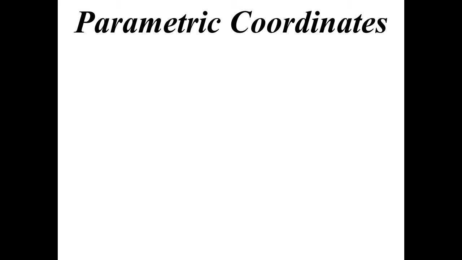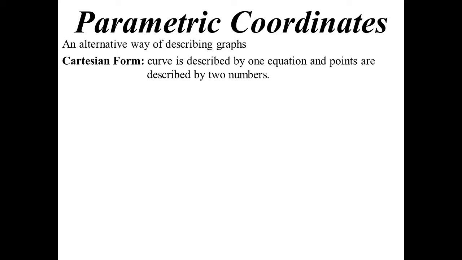Let's look at this idea of parametric coordinates. So what are they? Basically, it's just another way of describing relations, so graphs. We're used to using Cartesians. A Cartesian form is when we describe the shape or the graph with one equation, so that's the graph, and then an individual point we describe with two numbers, the x and the y value.